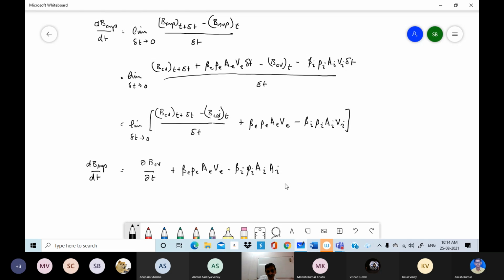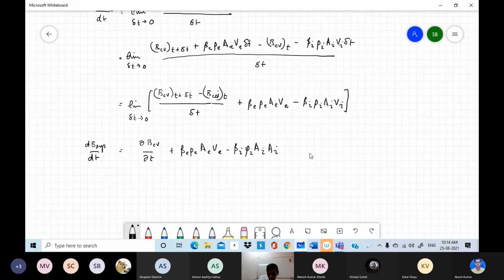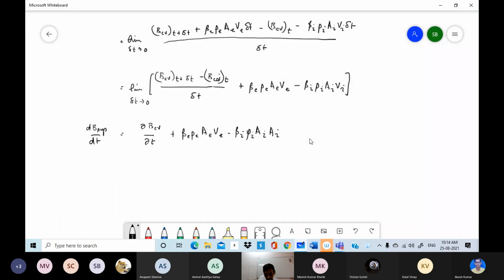So this gives you in just a few steps the same relation which you would get if you assumed uniform flow and substituted in all those integrals which we derived earlier. Now let's relate this to mass flow rate.